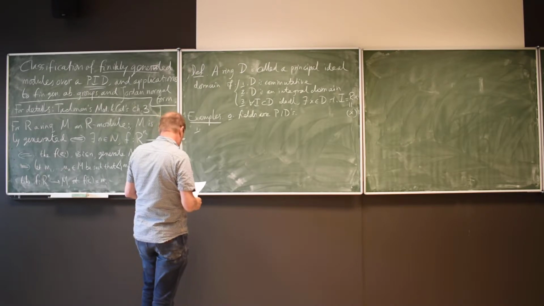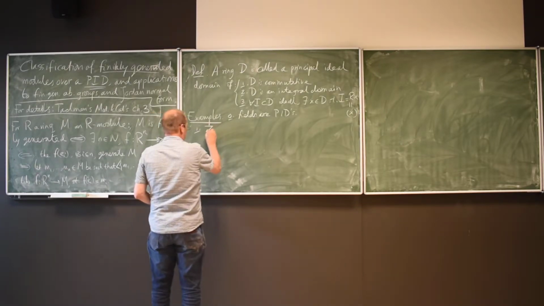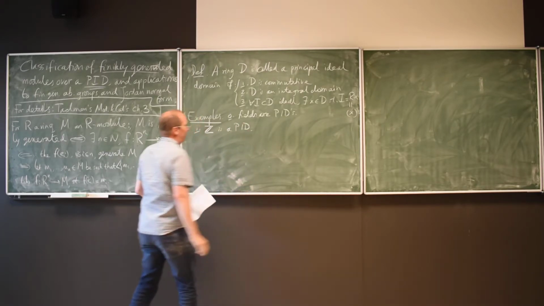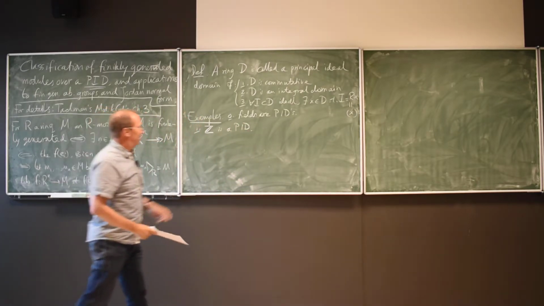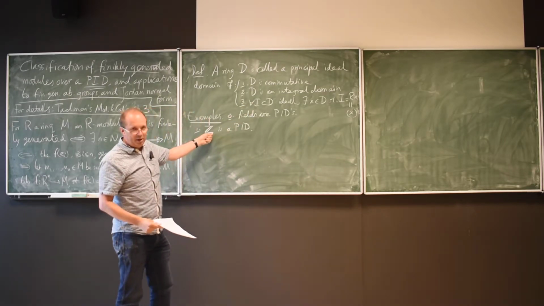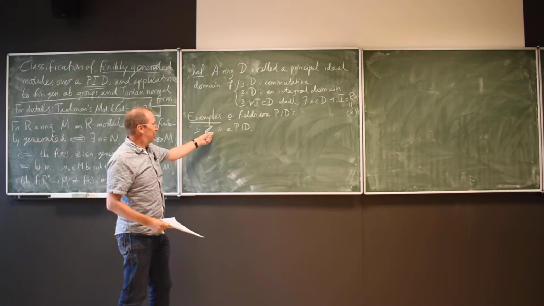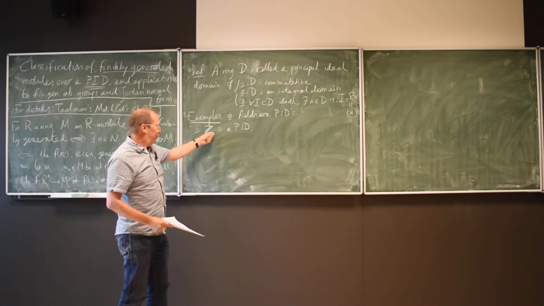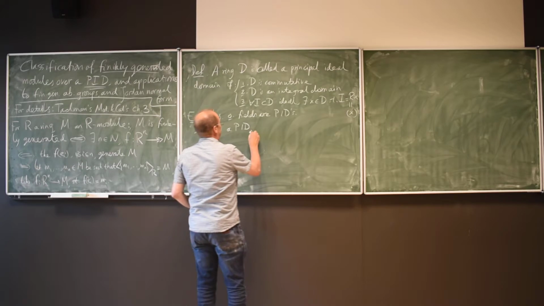So Z is a principal ideal domain. Well, let's check the properties. Z is commutative, it is not the zero ring, and if a product of two integers is 0, then one of them was 0 at least. And every ideal is principal. And this, I suppose you have seen a proof of. So let me prove that.